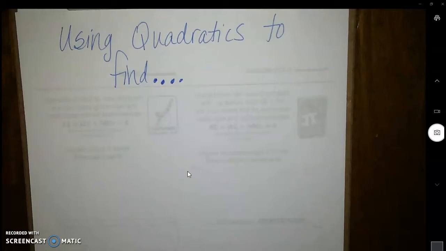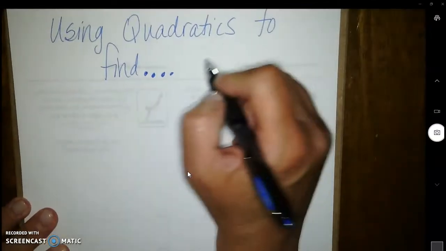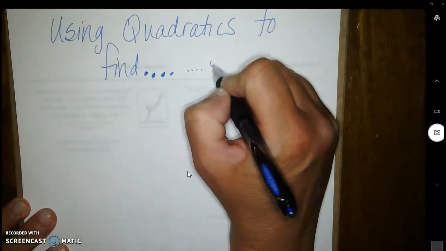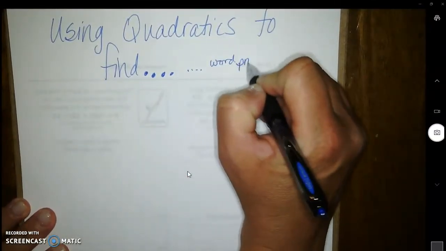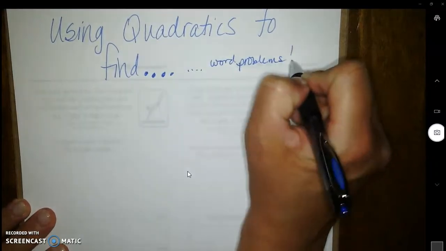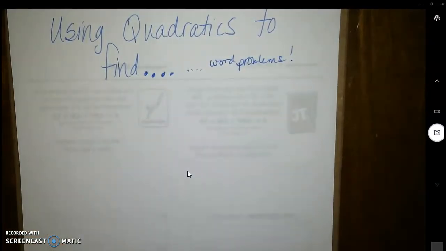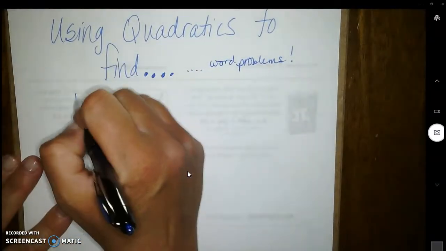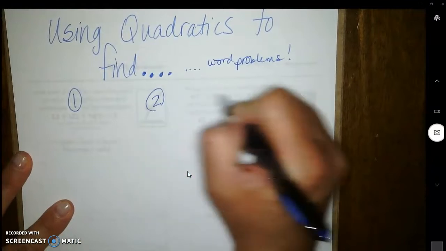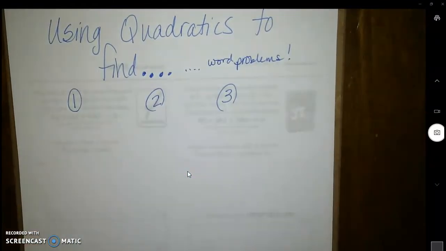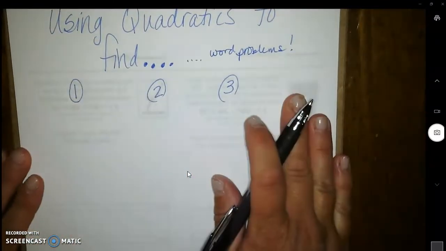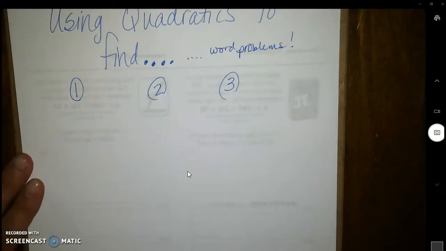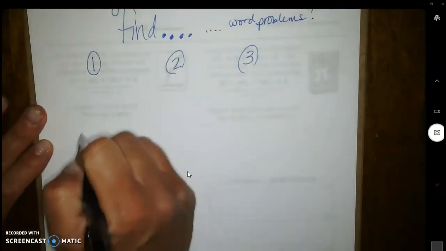Okay, so today we're going to be using quadratics to find very specific things with word problems, your favorite. Basically, though, there are three main things that you find when you are doing a word problem. So before I tell you what those three things are, I want to give you a word problem and kind of show you what I'm talking about.